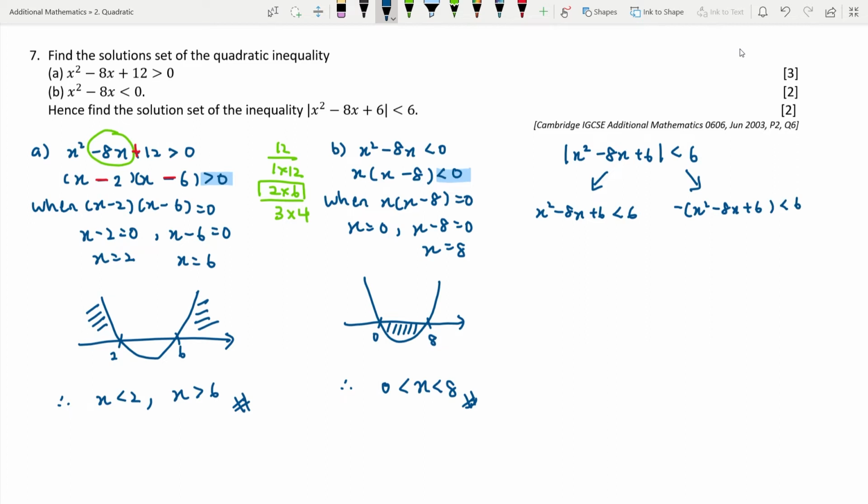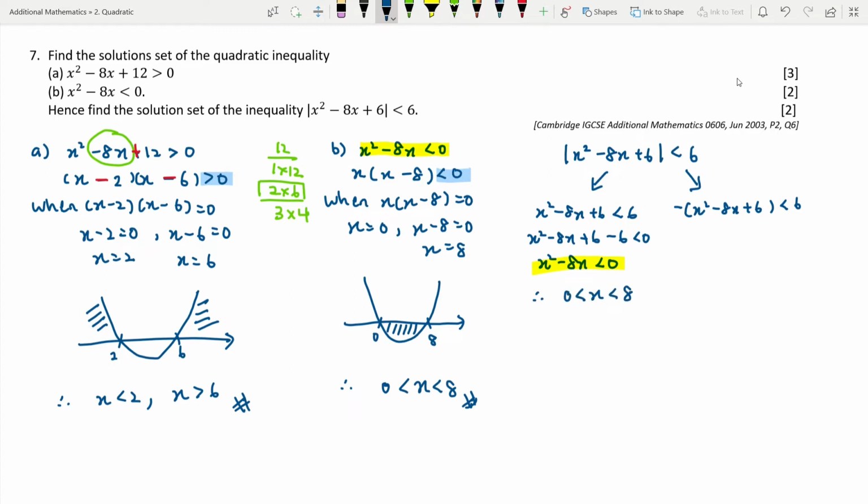Let's solve the first case. First, we bring all the terms to one side. x squared minus 8x plus 6 minus 6 is less than 0. Simplify the inequality. x squared minus 8x is less than 0. If you notice, this is exactly the same as part B. Hence, the solution is x is between 0 and 8.